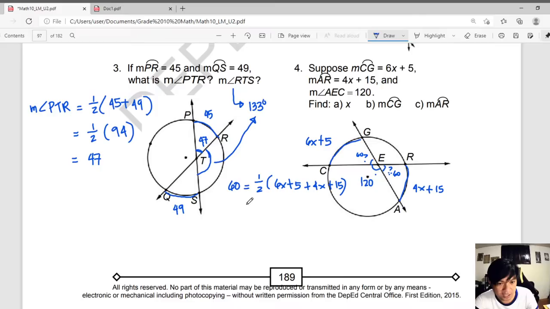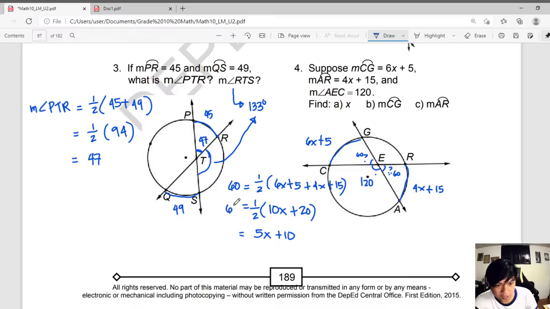So, we have 1/2 of, let's combine the like terms: 6x and 4x are the same, so 6x plus 4x is 10x. 5 and 15 are the same, so 5 plus 15 is 20. So we have 1/2 of 10x is 5x, and 1/2 of 20 is 10. Then let's put 60 here. We found the value of x, right?